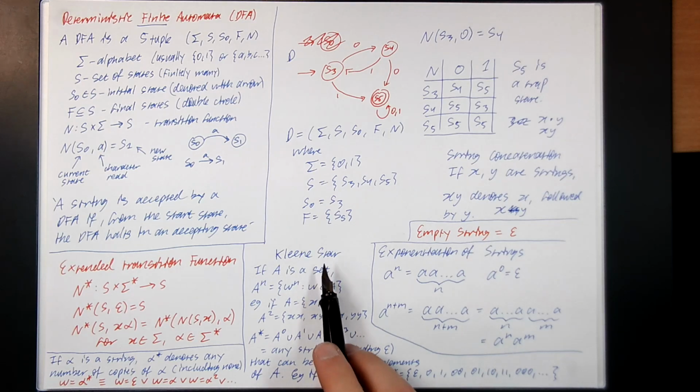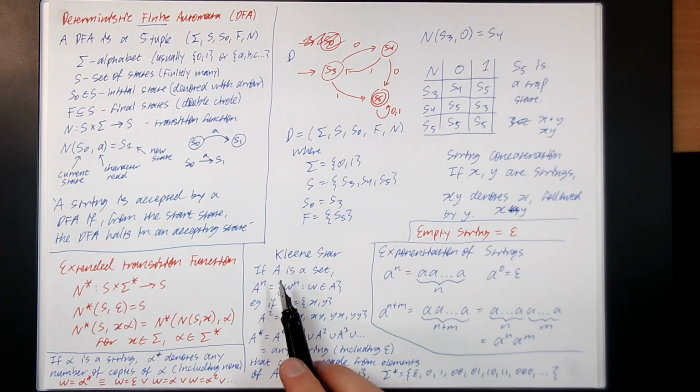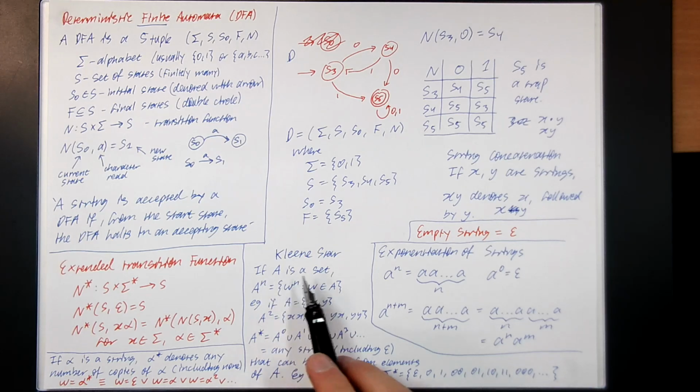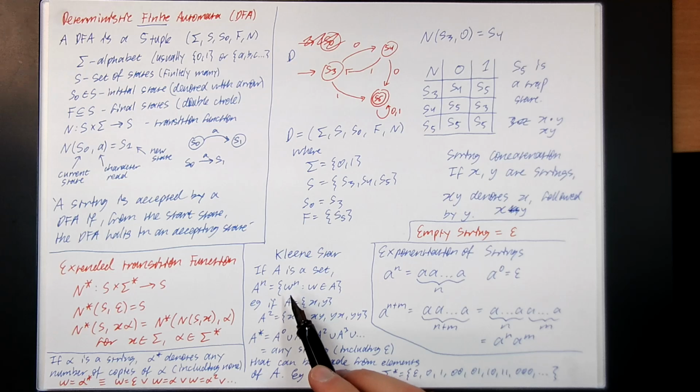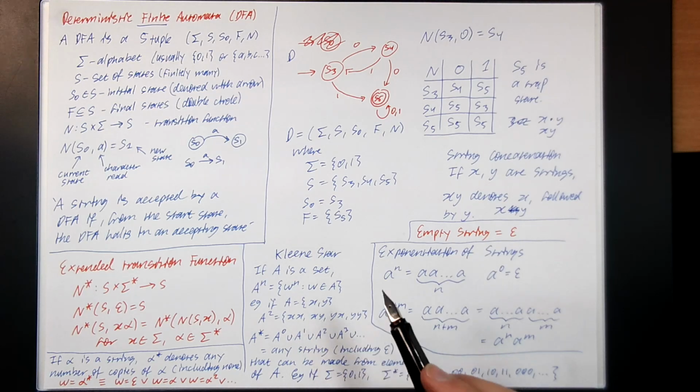Next thing I want to talk about is the Kleene star operator. If a is a set, then a to the n denotes any string of the form w to the n, where w are elements chosen from a. So for example, if a is the set of x and y, a squared is any string that can be made from exactly 2 characters in a. So xx, xy, yx, yy. And a to the 3 would be xxx, xxy, and so on, all 8 possible combinations.